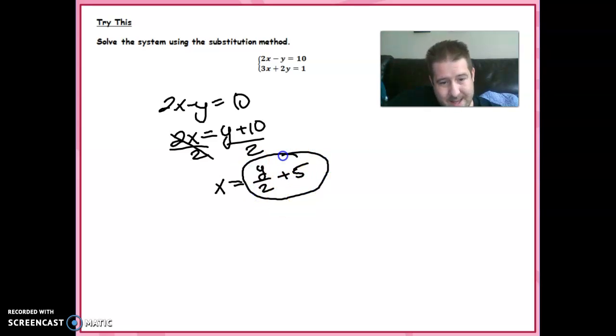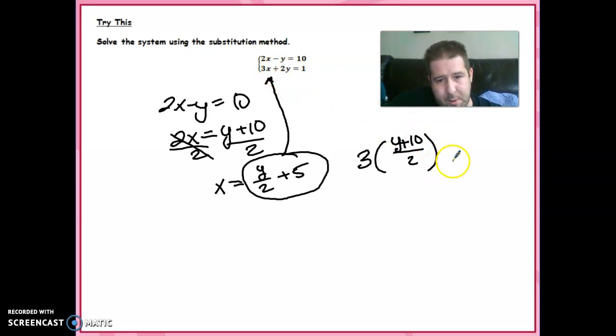Now what I'm going to do is take this and substitute it right there. So 3 times that expression, which I'm just going to leave as y plus 10 over 2. I think that's going to be an easier way of doing this. Plus 2 times y equals 1. All right, so now I've got all y's, no x's, so I've kind of eliminated one of the variables in a roundabout way.